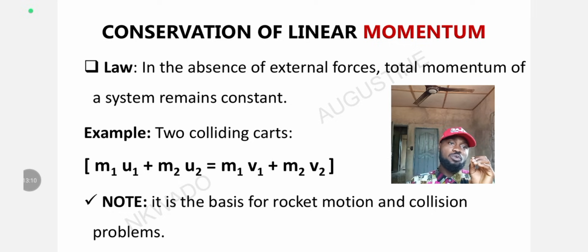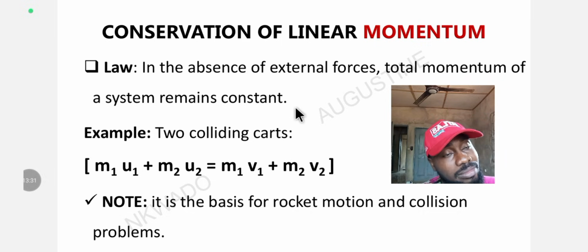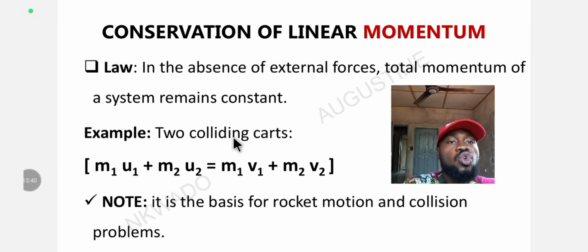For example, if you put a car on the road at a given momentum, that car is going to continue moving until an external force acts on it to stop it. So that's the law of conservation of momentum. This law helps to conserve momentum, for momentum to last for a long time. Momentum is not wasted. Momentum is not destroyed except an external force acts on it. For example, two colliding cars.